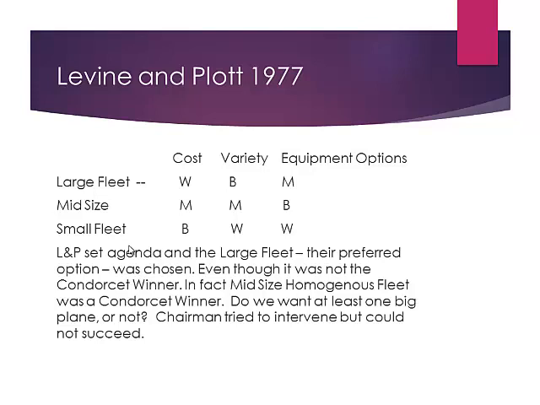So Plott and Levine were given the choice to construct the agenda for voting when all the members were meeting. They wanted the large fleet, so they constructed the agenda in such a way that it would lead to the large fleet. Basically you have 3 dimensions on which people were voting. One was the cost. Large fleet was the most expensive, so it's the worst. Middle size was medium expensive, and small fleet was the best in terms of cost. Then there was variety. Large fleet was the best in terms of having a large variety of planes, the middle-sized fleet was medium, and the small fleet was the worst.